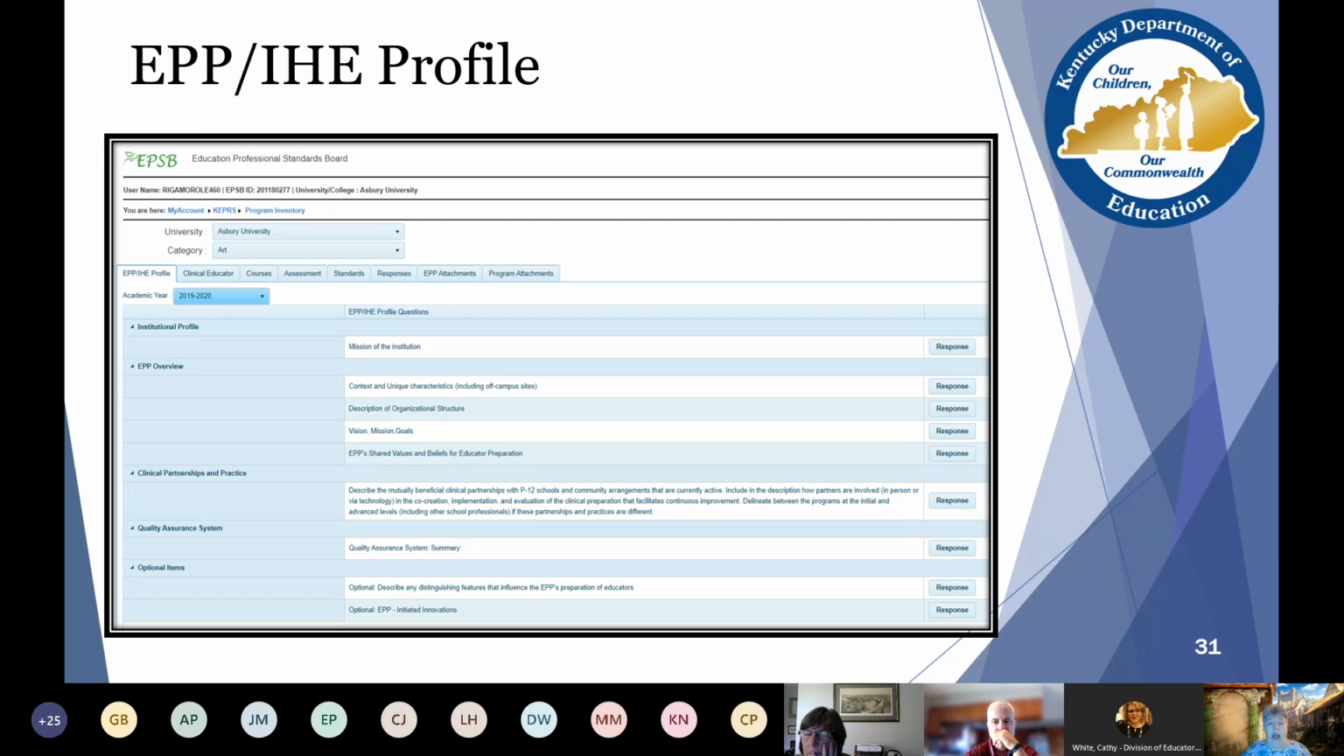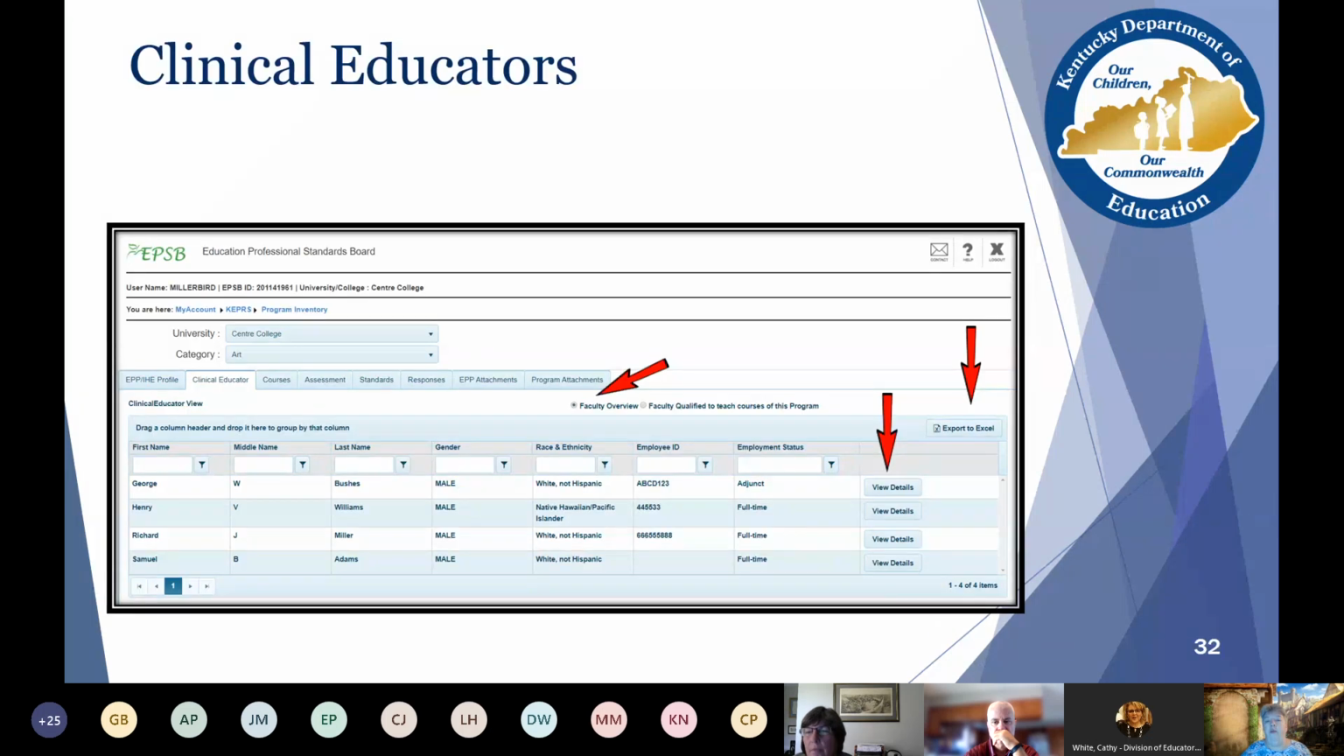The clinical educators tab is just an FYI only. Clinical educators is not something that our content reviewers are asked to review or respond to. But this tab just allows you to see the faculty associated with this program category, and it identifies the instructional faculty members, their qualifications or their experiences, and the courses that they can teach.